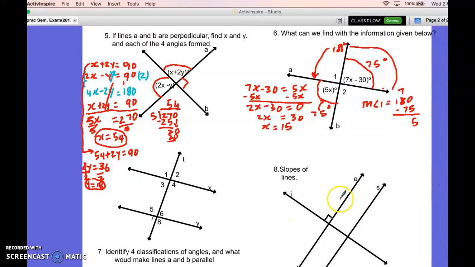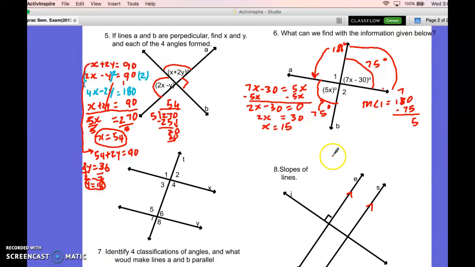And finally, let's take a look at slopes of parallel lines. Let's say we have line J here, line E, and line S. Let's say line E is parallel to line S. You have to look for your arrows. If they're parallel, then they have what? The same slope. So say that with me. Parallel lines have the same slope. Okay? So parallel lines have the same slope.